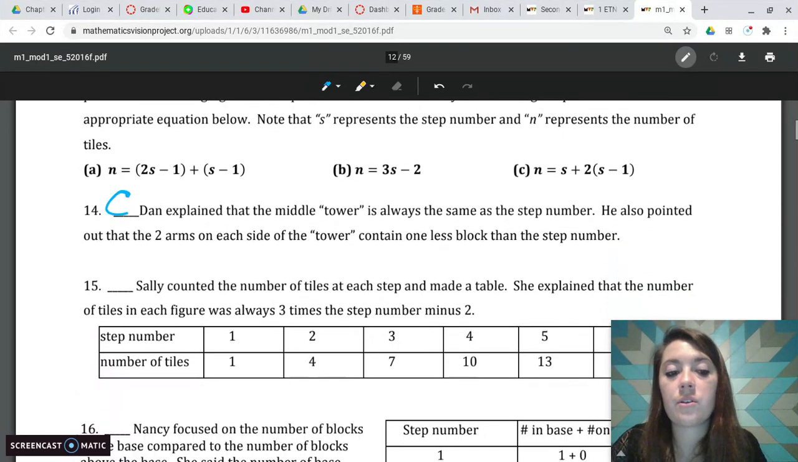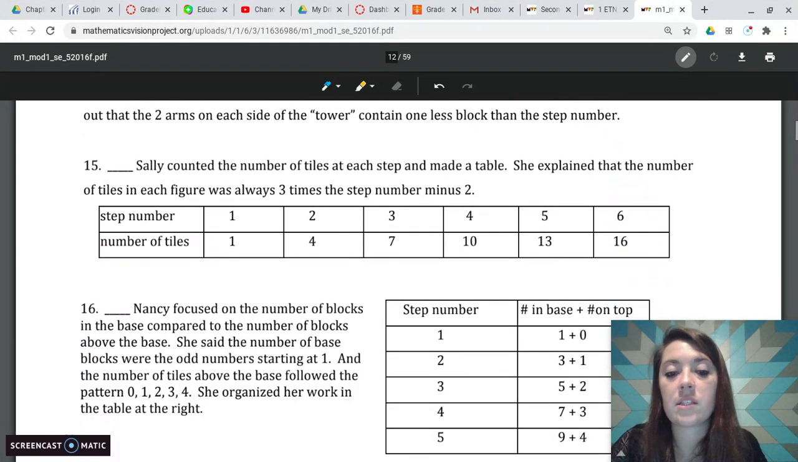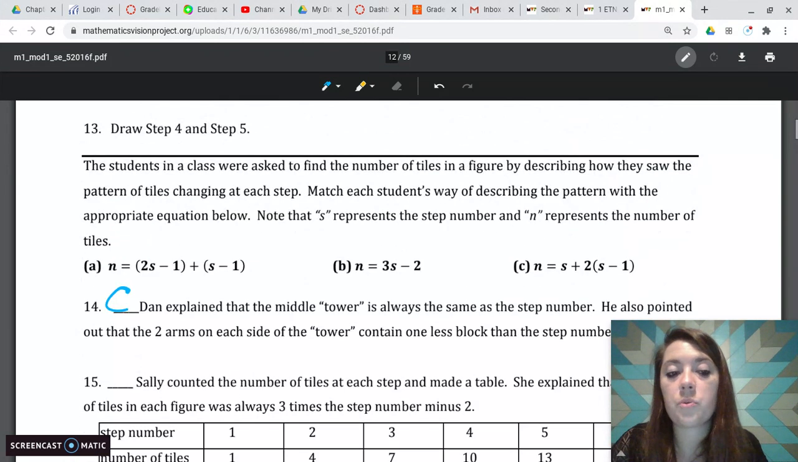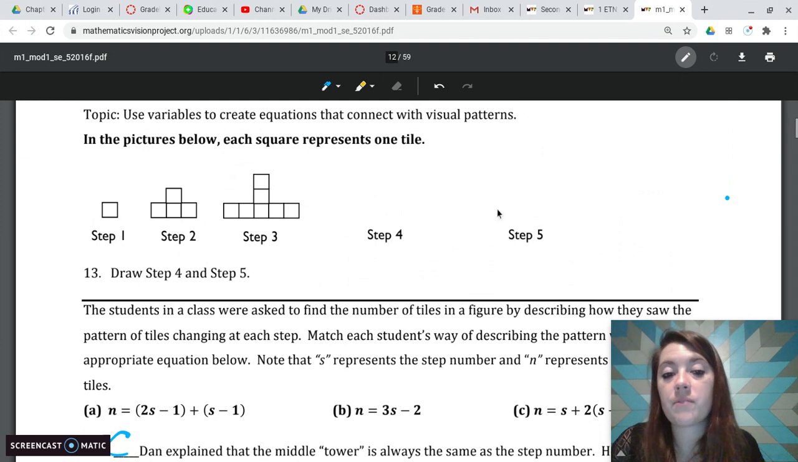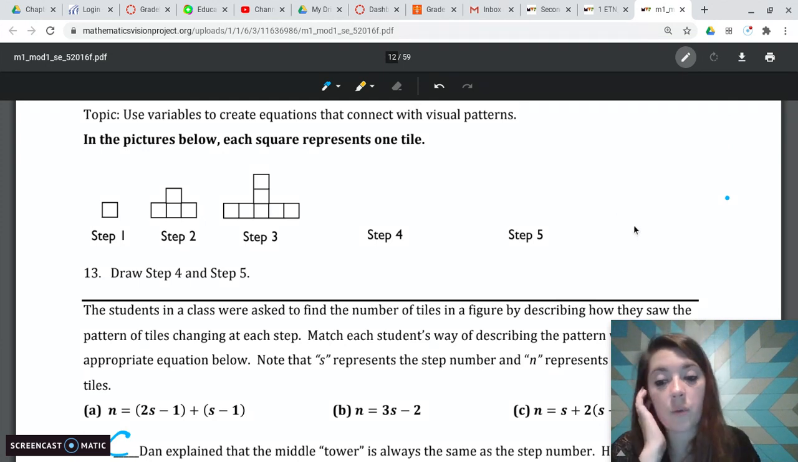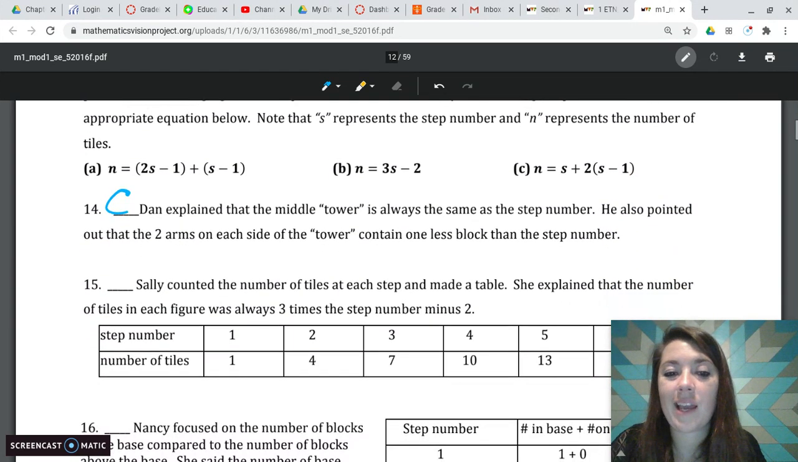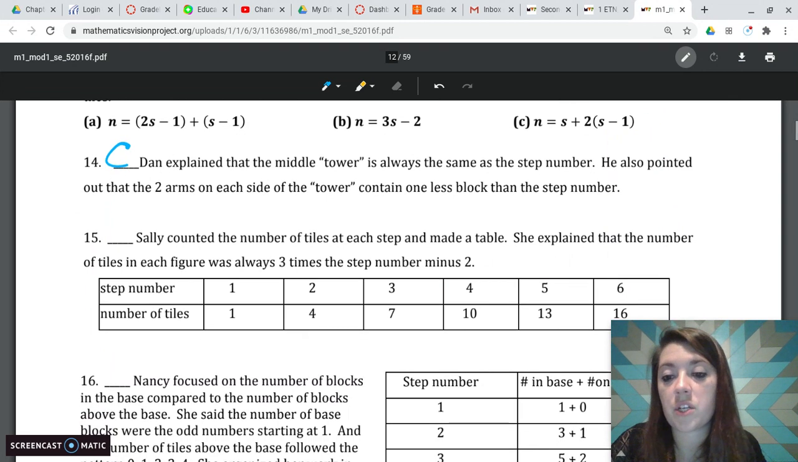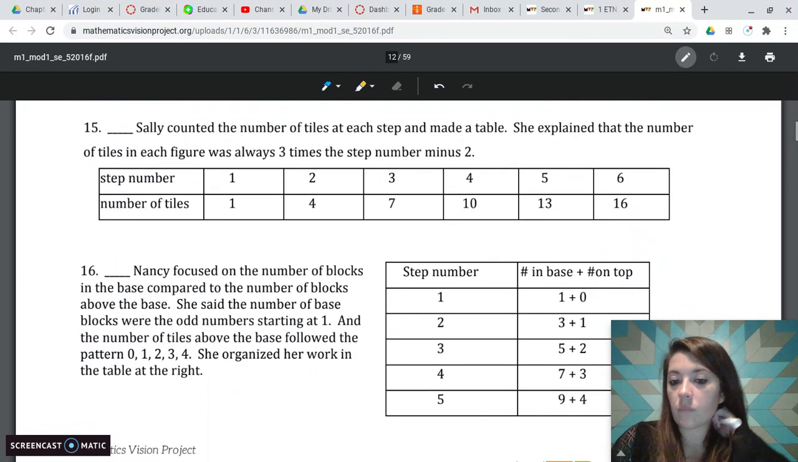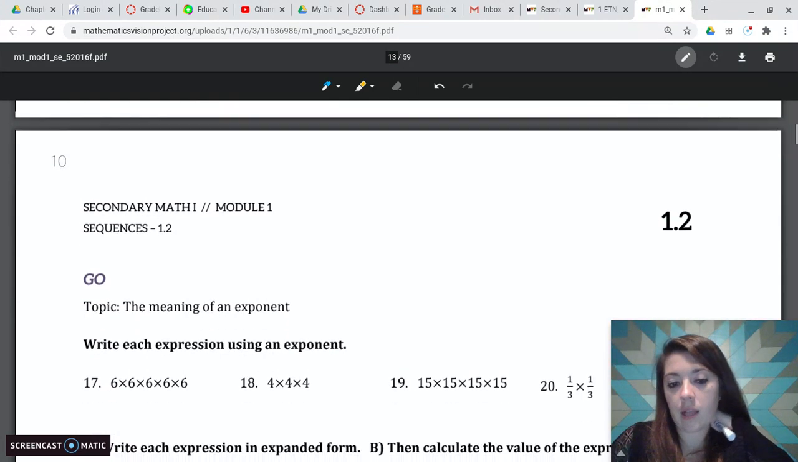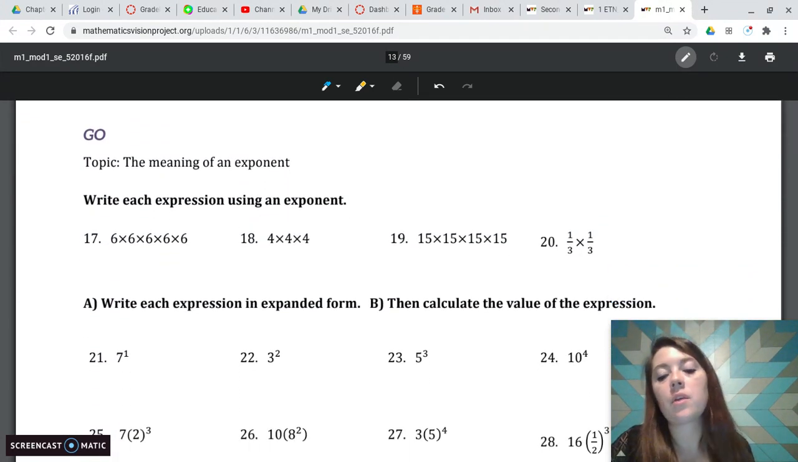So what you guys are going to do is read through 15 and 16 and figure out which one can be represented by equation A and which one can be represented by equation B. And use the steps from up here, from our tiles and everything, and the ones that I did for 4 and 5, hopefully you wrote those down, use those to help you as you pick which equation goes with which situation, okay? All right, our last section is dealing with exponents.